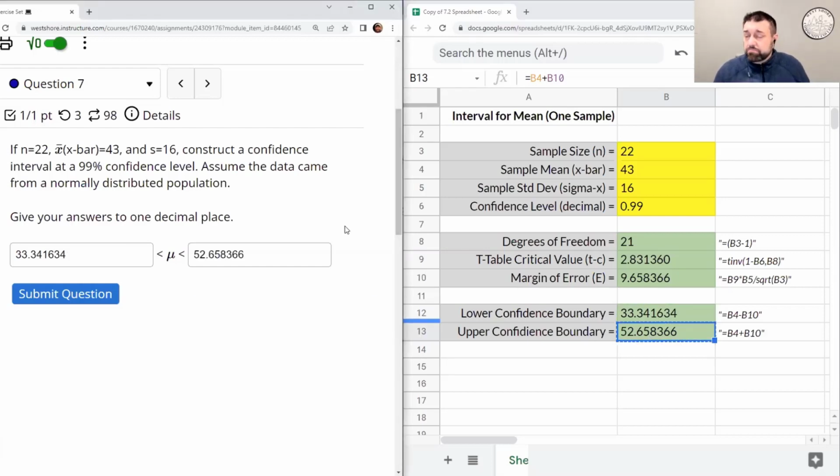And you may say, why is this so wide? Why is the margin of error so big? Well, look at your confidence level. Your confidence level is 99%. Watch what happens when I drop that confidence level from 99% to 80%. Look what happened to the interval. Look what happened to the margin of error. It gets smaller. When your confidence goes down, your margin of error goes down, and your interval gets smaller.